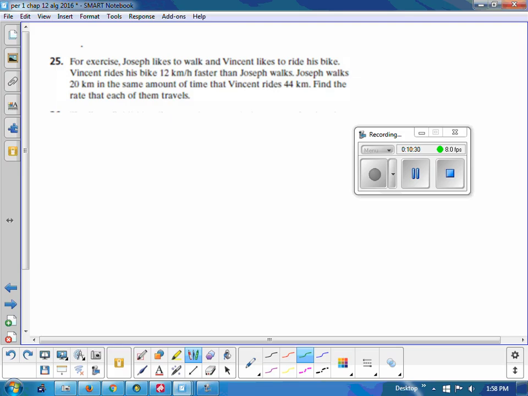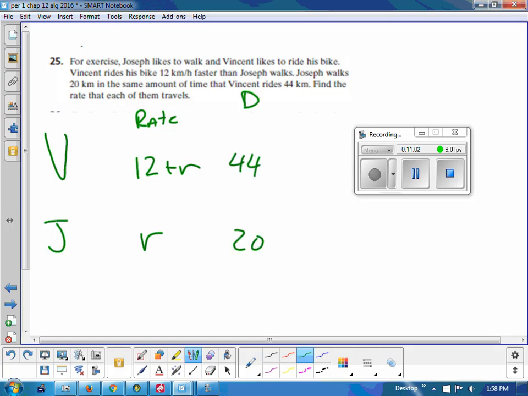Can't think straight here. For exercise, Joseph likes to walk, Vincent rides his bike. Vincent rides 12 kilometers faster. So the rate of Vincent is 12 kilometers faster than Joseph's rate. Joseph's rate is going to be R. The distance traveled is going to be 20 for Joseph and 44 for Vincent. The time is going to be the same for both.